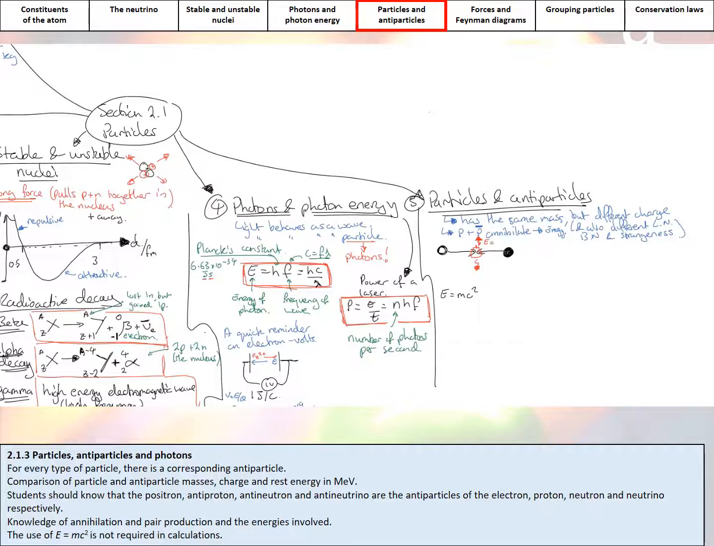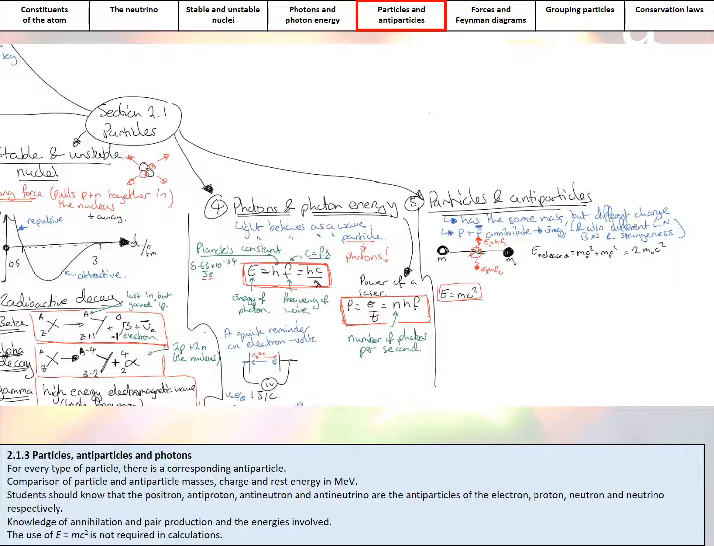So the energy of a photon is hf. Photon 1, energy of photon 2, like so. Now, you would have a particle over here with a mass of m. You'd have an antiparticle with the same mass m. So the energy you get from annihilating those 2 particles would be as follows. Energy released equals mc squared for the mass of the particle, plus another mc squared for the mass of the antiparticle, gives you 2mc squared.